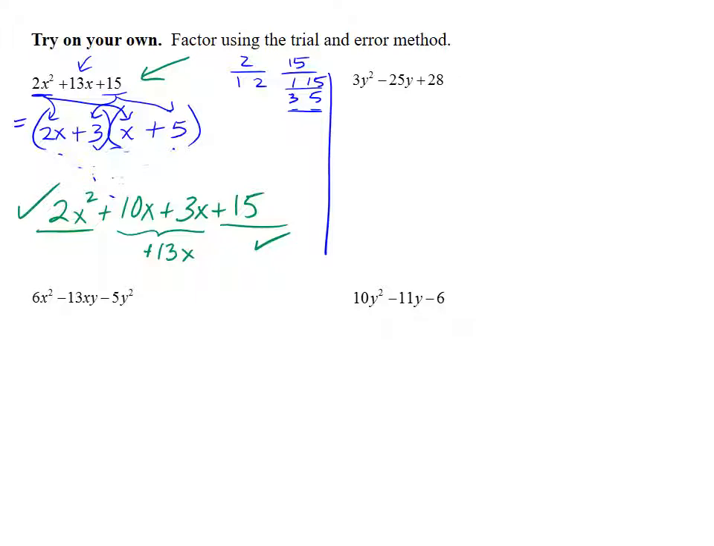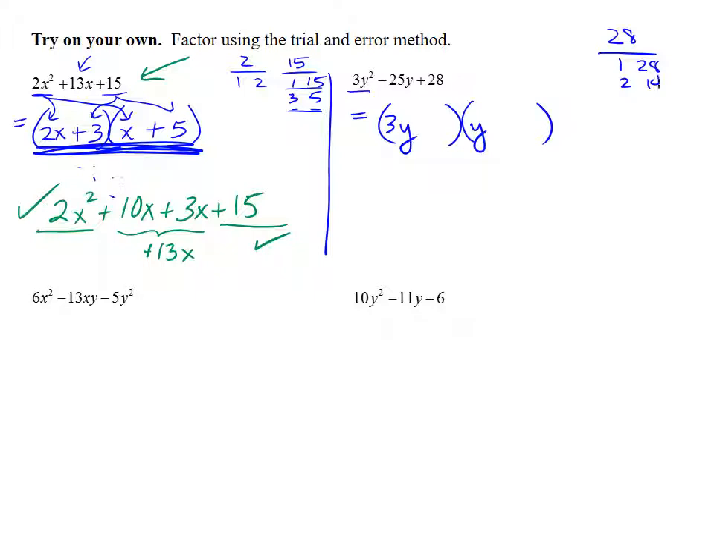Continuing to the second problem, after getting that first answer, we have 3y squared minus 25y plus 28. So again, set up your parentheses for your binomials. It's only one way to factor 3y squared, that's 3y and y. There are multiple ways to factor the 28: 1 and 28, 2 and 14, 4 and 7. The thing to remember is if we look carefully, there's a negative 25 as a middle term.